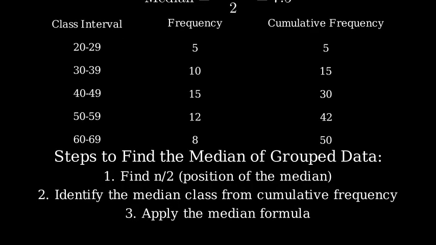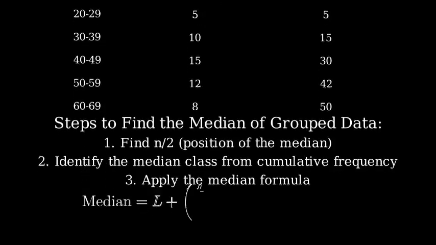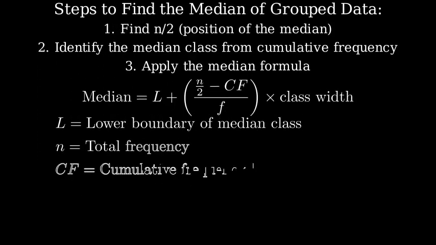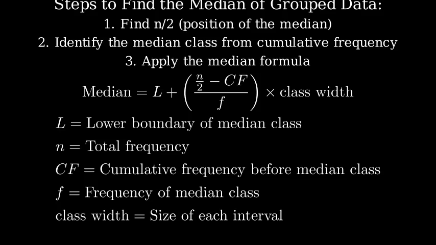Here's the formula we use to find the median of group data. Median equals L plus (N over 2 minus CF) divided by F, multiplied by the class width, where L is the lower boundary of the median class, N is the total frequency, CF is the cumulative frequency before the median class, F is the frequency of the median class, and class width is the size of each interval. Let's understand each term with a concrete example.